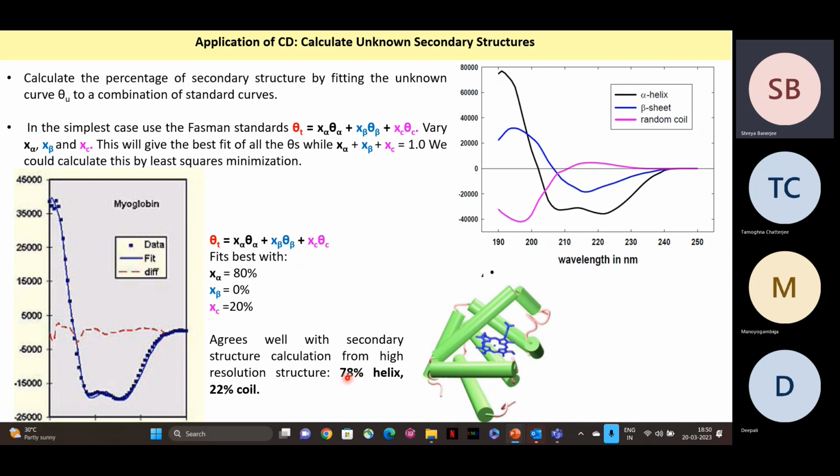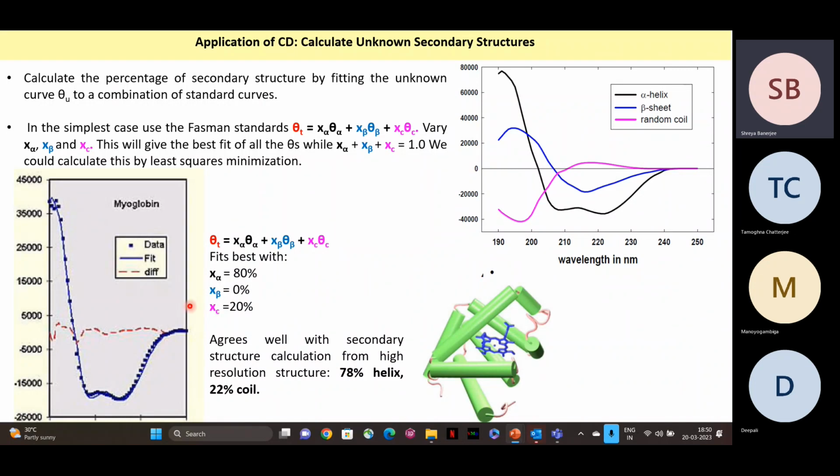Now, if we want to get these values, the best fit is when we have X alpha, the percentage of alpha helix, as 80%, the percentage of beta sheet as 0, and the percentage of random coil as 20%. That is when the experimental and the theoretical prediction are very near to each other.